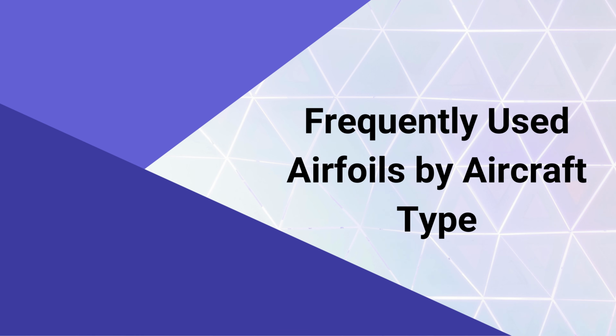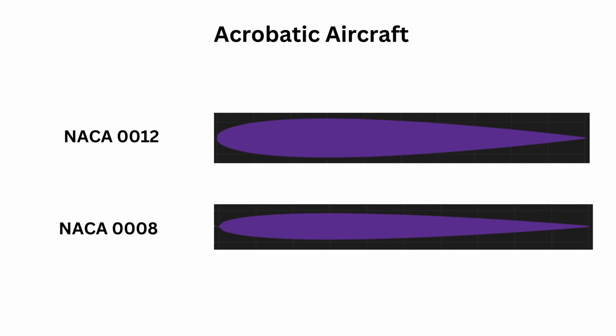Let's look at some common airfoil sections depending on the aircraft type being designed. Acrobatic aircraft usually use symmetric airfoils, as these provide consistent flight characteristics in both upright and inverted flight maneuvers. The most popular options are the NACA 4-digit symmetric airfoils, such as the NACA 0012, which you would find on many acrobatic aircraft.